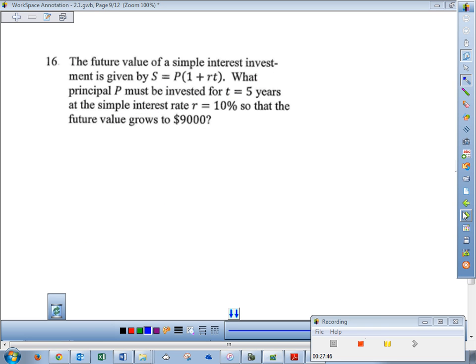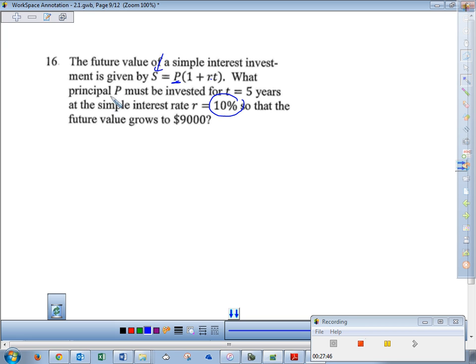Next. The future value of a simple interest investment is given by that formula. Remember what principal is all about? It's been a while. P stands for principal. That's how much money you put in. So like if you put $10,000 away, that's your principal, right? The principal amount. R stands for the rate. It must always be a decimal that you put into these equations. The rate is always a decimal, but they'll usually tell it to you as a percent, right? T is time, and S is the value of it later, right?